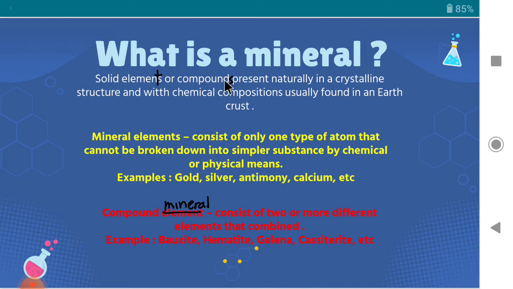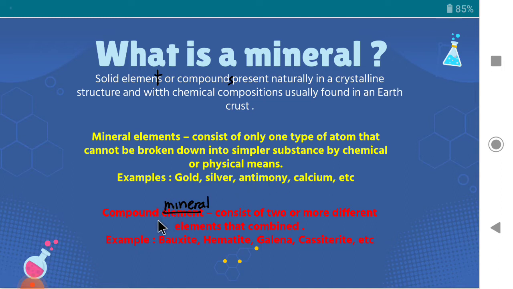For minerals we have two types, which are element minerals and compound minerals. Okay, this is a typo, sorry. Mineral elements basically consist of only one type of atom, which cannot be broken down into simpler substances or constituent elements by chemical or physical means. For example, gold, silver, antimony, calcium, and etc.